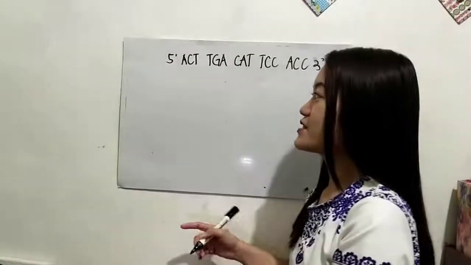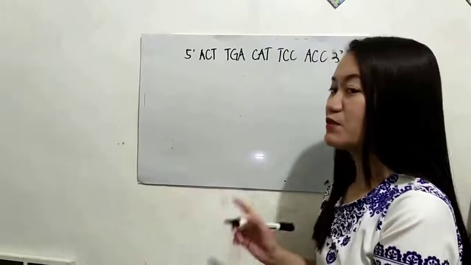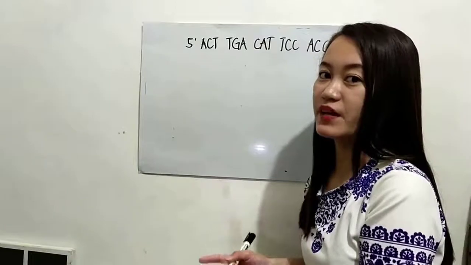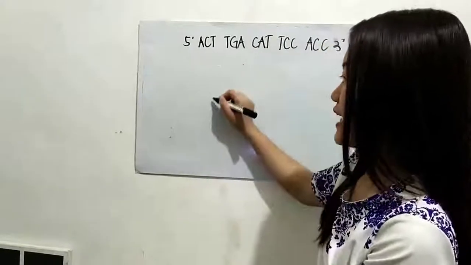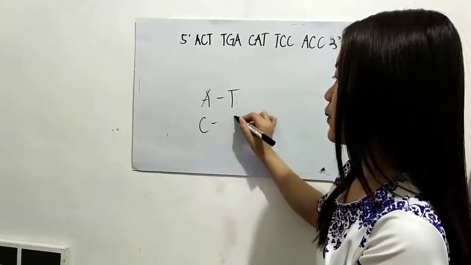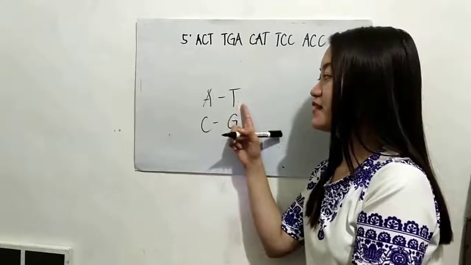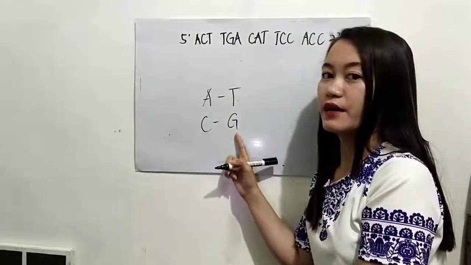Okay, class. So, this time, I will show you kung paano gumawa ng complementary base sequences. So, let us have an example here. Okay, class. So, this is an example of the complementary base sequences. Lagi muna nating tatandaan yung base pairing pagdating sa DNA. So, adenine is for thymine, and cytosine is for guanine. Ito lagi yung base pair. Adenine, thymine, cytosine for guanine naman.